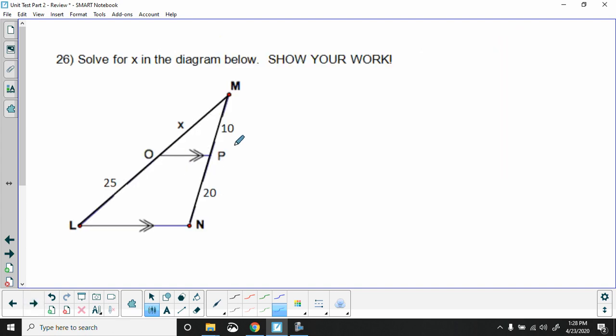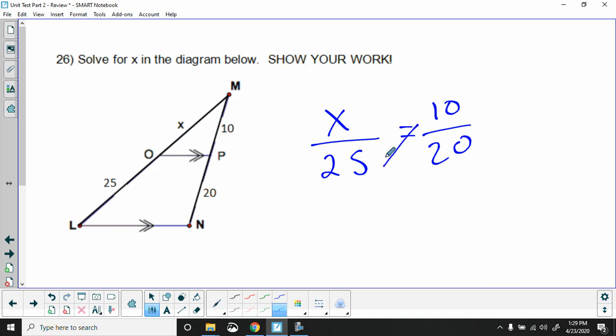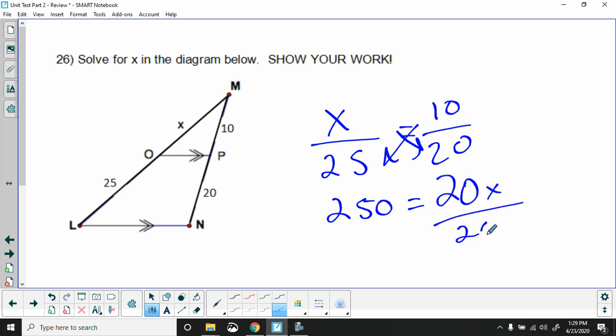Solve for x in the diagram below. Show your work. Guys, remember, we have a cheat sheet in the notes. Literally, this triangle is practically set up as a proportion already. X can be on top, 25 can be beneath it, 10, 20. Cross multiply, get 250 because 25 times 10 is 250. 20 times x is obviously 20x. Divide by 20.